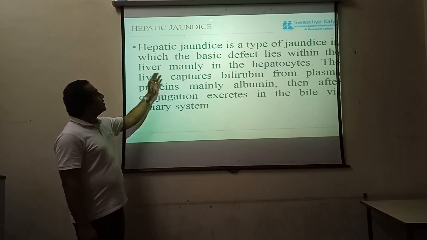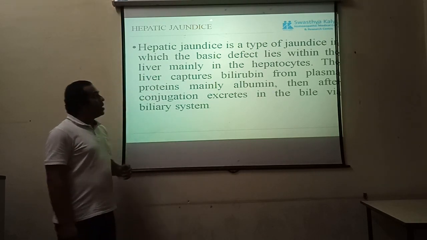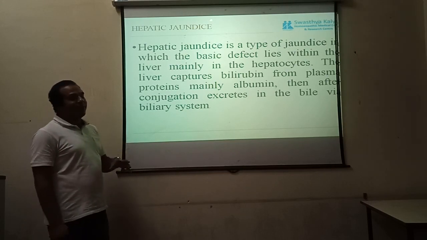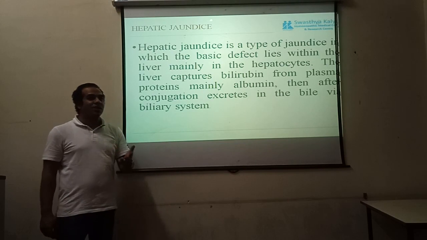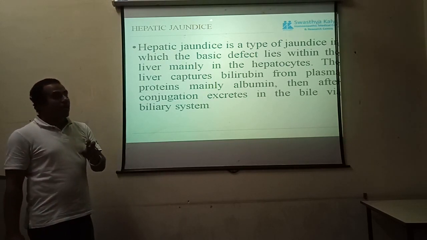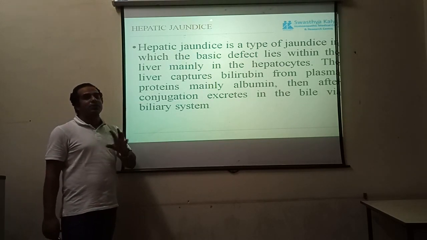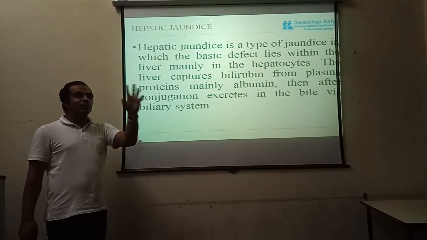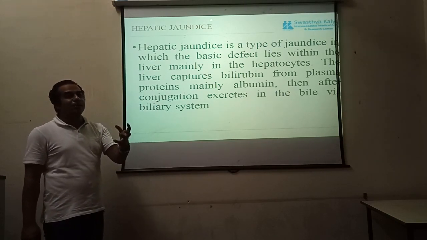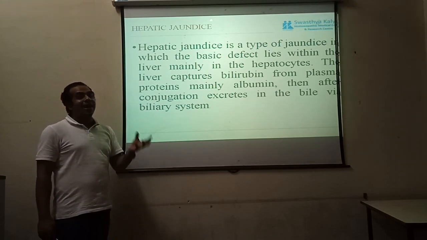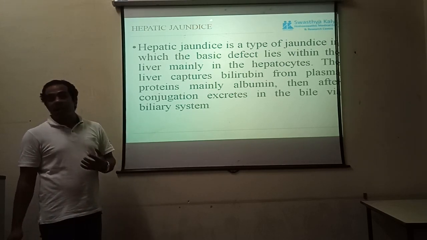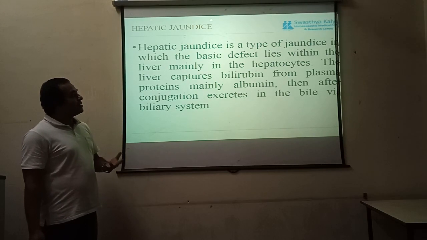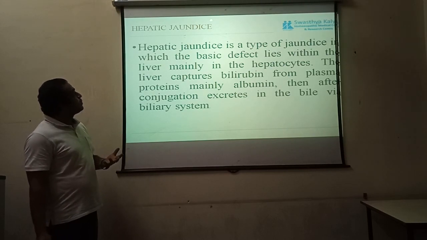Today we are going to start with the hepatic jaundice. This is a type of jaundice where the basic defect lies in the capturing, conjugation and excretion of bilirubin. So there is some problem associated with the liver, which is not able to capture the unconjugated bilirubin, conjugate it and excrete it, which causes an increase in the amount of bilirubin and its deposition all over the body.